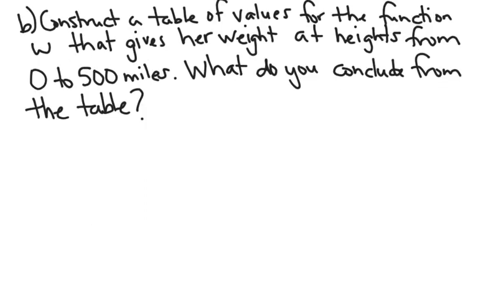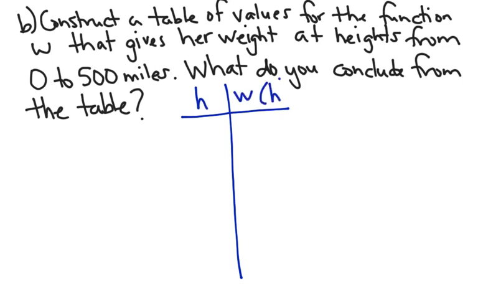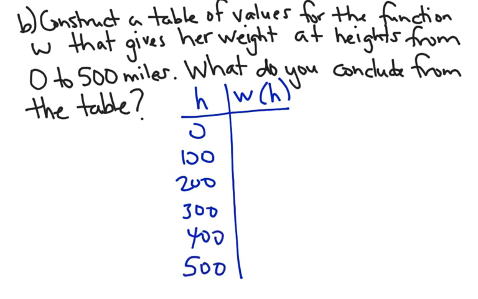Next, let's construct a table of values for the function w that gives her weight at heights from 0 to 500 miles. What do you conclude from the table? Well, if I'm going to make a table, then the first column is going to be the height, and the second column is going to be the output, which is the weight as a function of height. And probably the best way to make this table is to make the height in 100s. So instead of 0, 1, 2, 3, 4, 5 all the way to 500, we're going to do 0, 100, 200, 300, 400, and 500. And this will give us a pretty good idea of what happens.